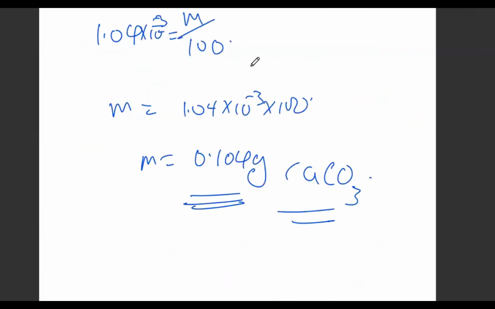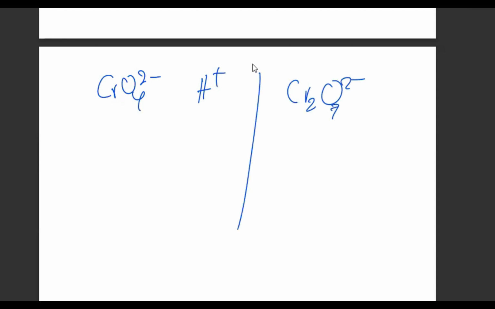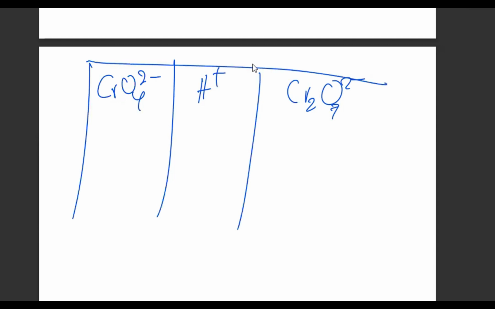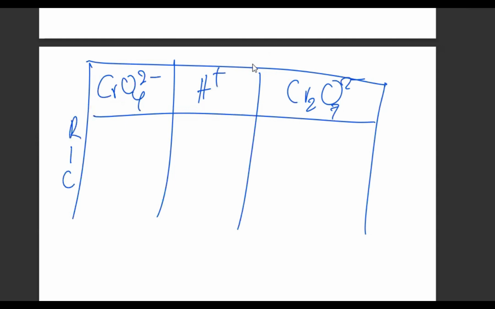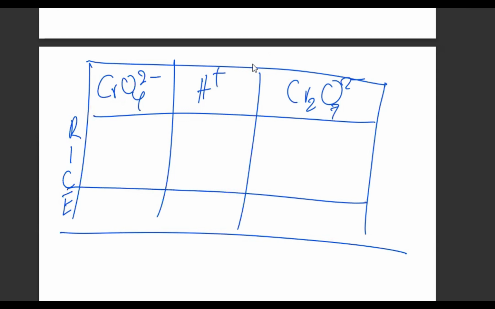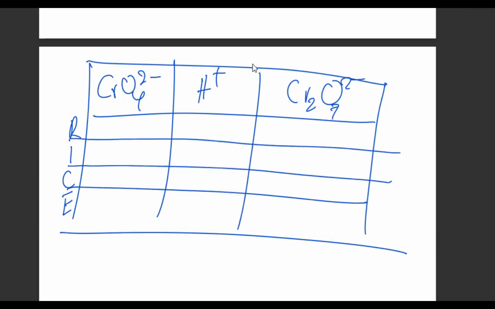So you guys, I usually tell you that I prefer using what you call the RICE method. So it means that if I have the chromate, then I have the acid, and then I have the dichromate. You understand? Let me say dichromate, and then I put my things there. And then I say RICE method. So what I'll do here, these are the number of moles.